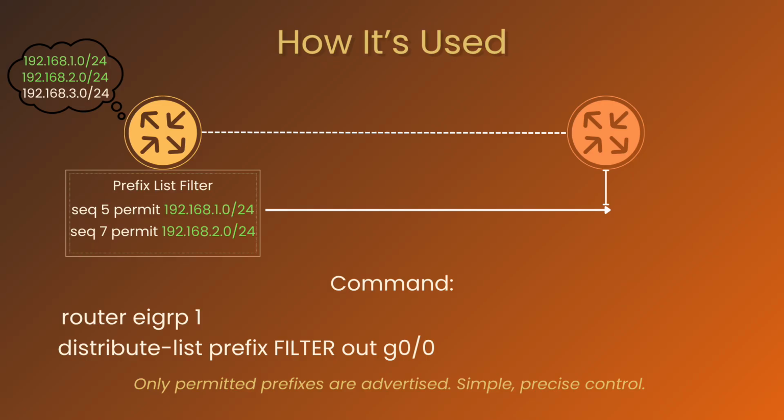So how exactly do we use prefix lists? First, we create the prefix list itself. This is where we define which routes we want to permit and which ones we want to deny. Then, we apply the prefix list under the routing protocol using a distribute list. The key point is this: prefix lists don't do anything by themselves. They only matter when applied to a routing protocol in a direction, either inbound or outbound. And once attached, the router will only advertise or accept the routes that match your list.